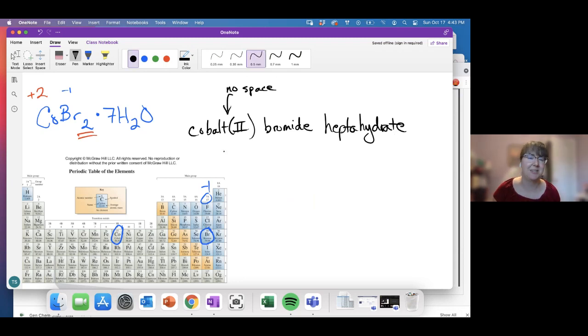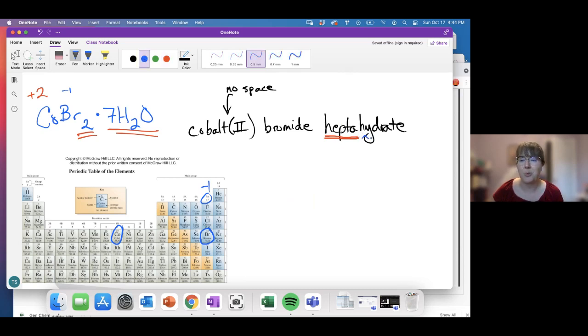So there should be no space in between the cobalt and the Roman numeral. And then we do need to talk about this thing on the end, which is a hydrate. So we are using a Greek prefix to describe how many waters are there. So hepta is a Greek prefix. And then the other thing we have here is the word hydrate.